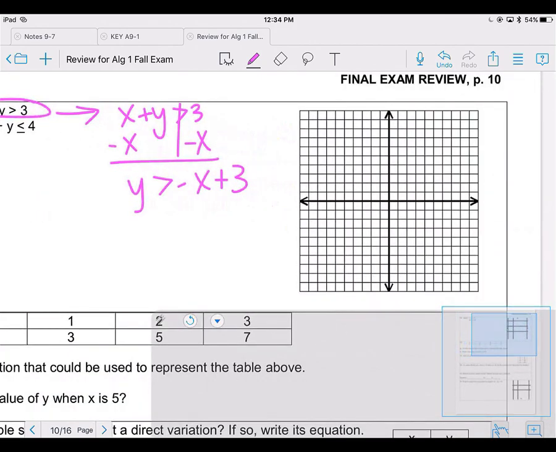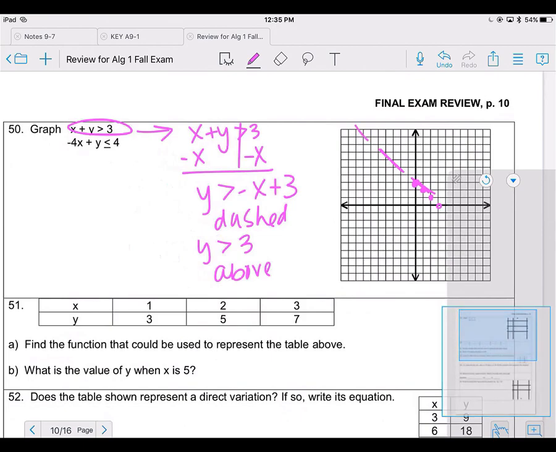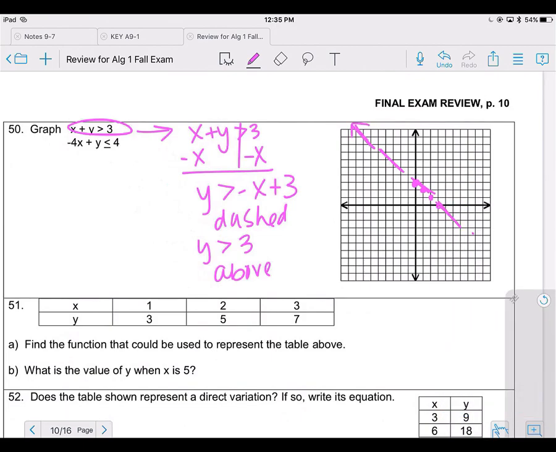I'm going to go ahead and graph this one. This one is going to be a dashed line, and y is greater than 3, so greater than would be above 3. So I go to 3 on the y-axis, down 1, right 1, down 1, right 1. Again, it is a dashed line. And everything greater than 3 on the y-axis is everything above 3, so we shade above the line.